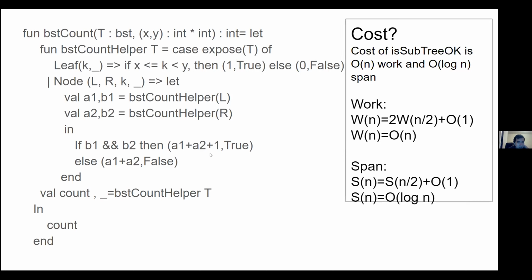So yeah, this is the better solution. Are there any questions on this problem? Any questions so far?